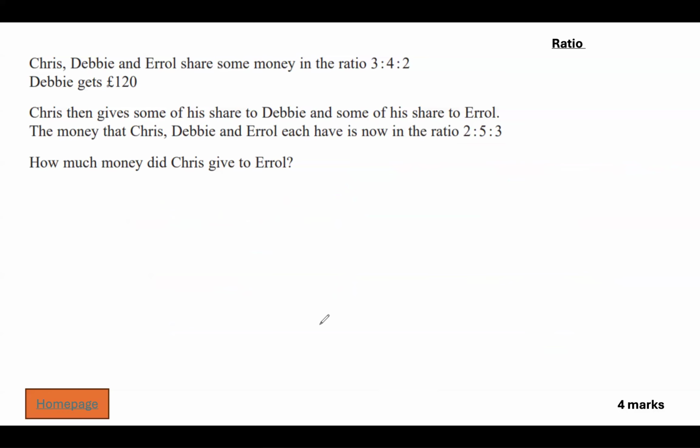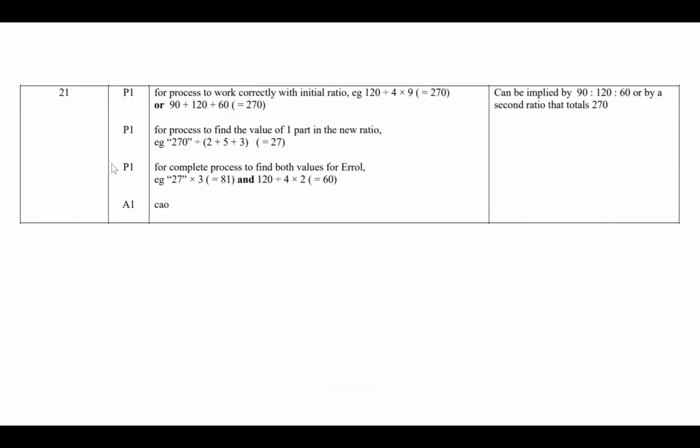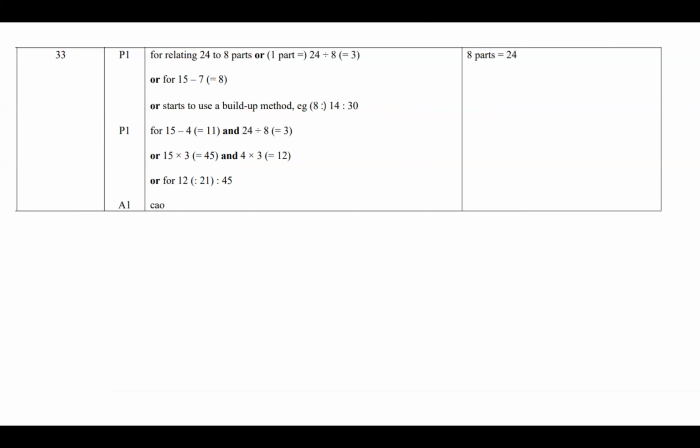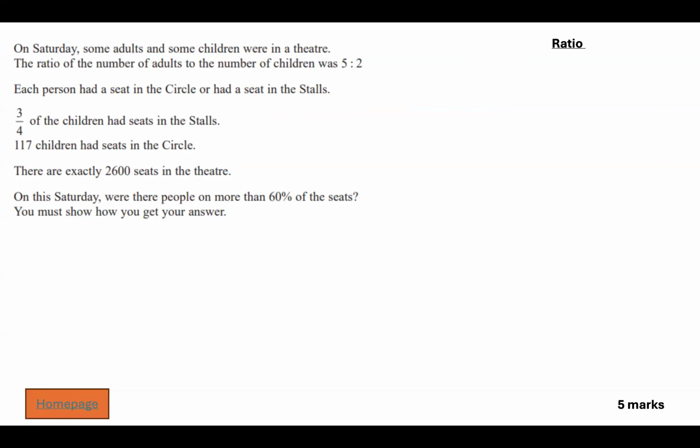And I think it's worthwhile to do one more ratio question. So if we have a look, 21 is correct. We can skip this one for the meantime, and we can have a look at this one here. This one is quite a tricky, wordy ratio question. So on a Saturday, some adults and some children were in the theatre. The ratio of the number of adults to the number of children is 5 to 2. Each person had a seat in the circle or had a seat in the stalls.